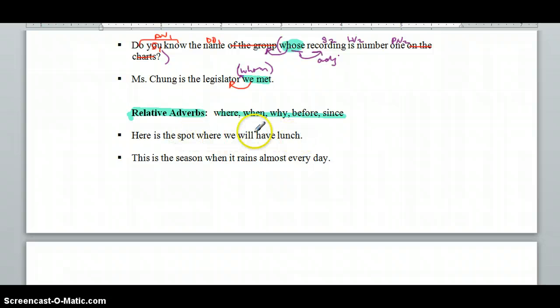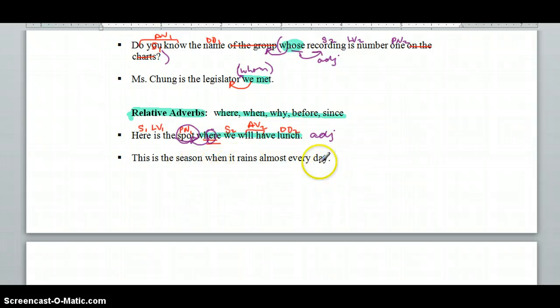Here is the spot where we will have lunch. Linking verb: who or what is? Here is, it's a pronoun. Here is the spot, predicate nominative. Relative adverb where, we, subject, will have. There's our action verb. What will we have? Lunch. Now in this case, where we will have lunch tells me more about spot. And since spot is a noun, that makes this an adjective clause, even though it's introduced by the word where.